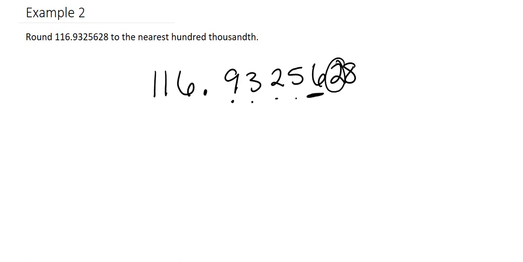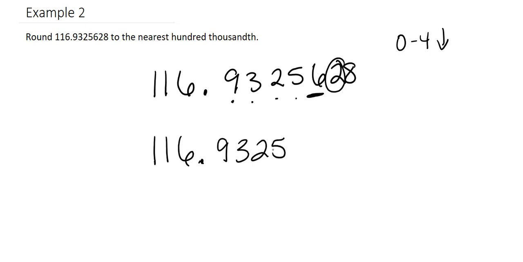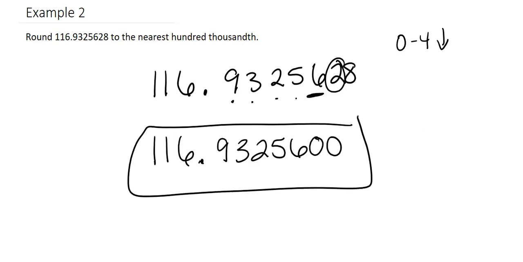We're going to look to the right of it, and we see that it's a 2. So if it's between 0 to 4, we round down. So we're going to round down to the 6. So we have 116.9325.6, and everything after is going to become a 0. So we could just leave them off because it wouldn't change the value of it, or we can keep them as just zeros. But that would be our solution.